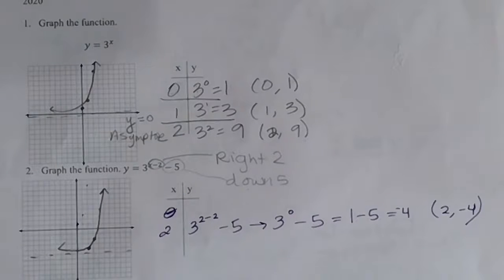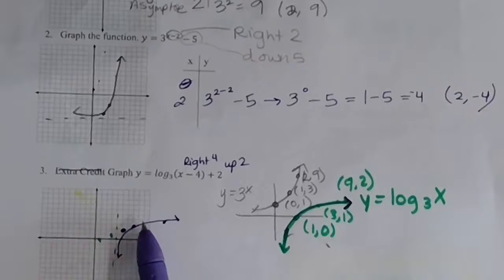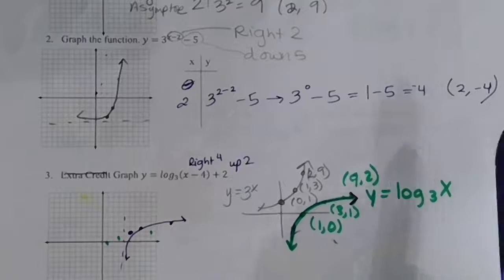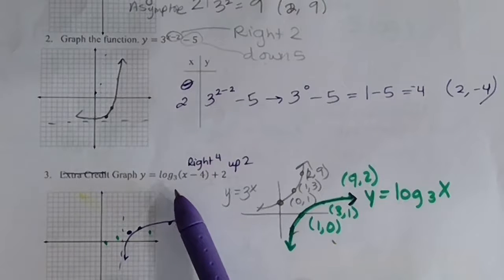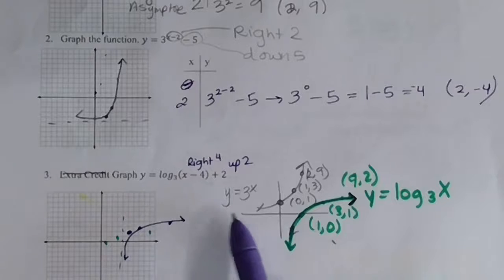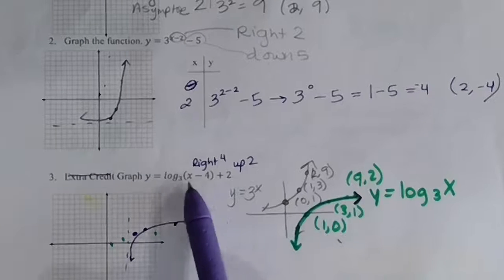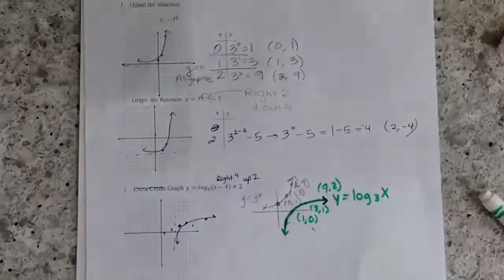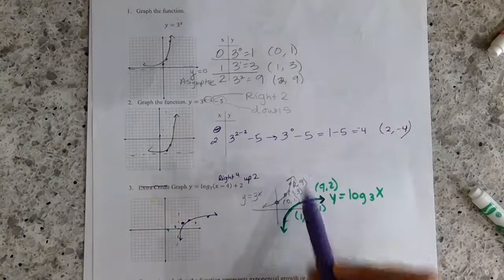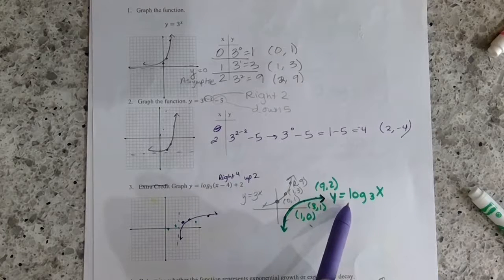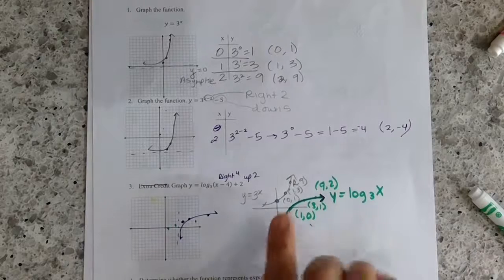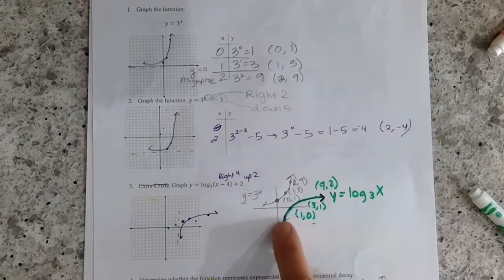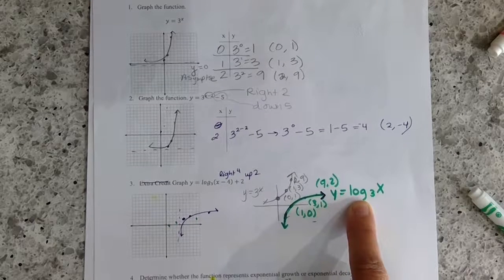Okay? This next one, not extra credit, a logarithmic graph. So I don't know what this graph looks like. I do know that the inverse graph would be like y equals 3 to the x, but it got shifted somehow. So I know that y equals 3 to the x, which is the same graph I just did up here. Well, the inverse of that is y equals log base 3 of x. It takes all of these points and shifts and flips them. So this is y equals log base 3 of x.